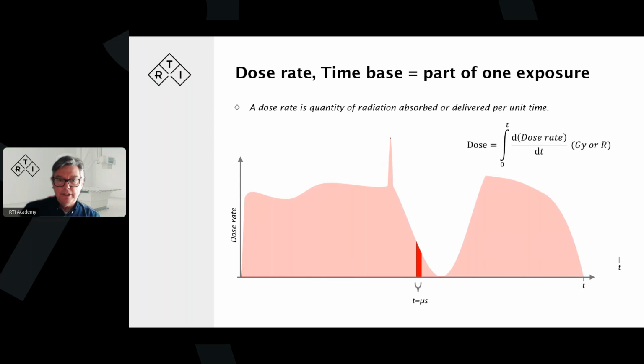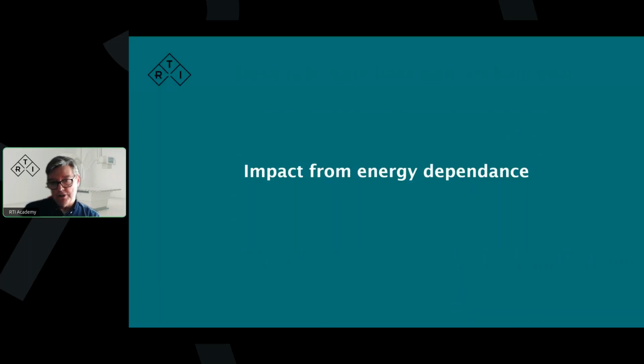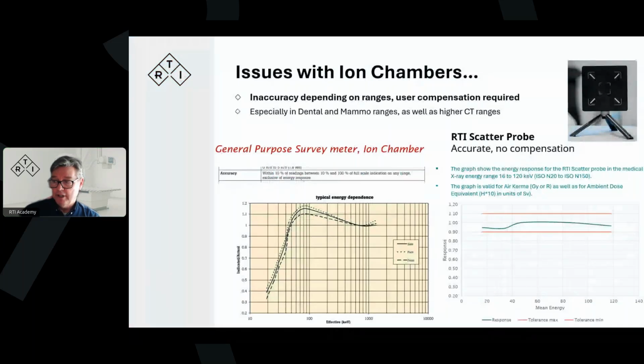All right, I need to skip forward a little bit and move into another factor, which is a difference between the scatter probe and ion chamber based traditional ones, and also some other solid state survey probes. It's the impact from energy dependence. Typically, this is what it could look like with an ion chamber based survey meter, where you have it up in the way up in 800 kilo electron volt, which is on the therapy side, of course.